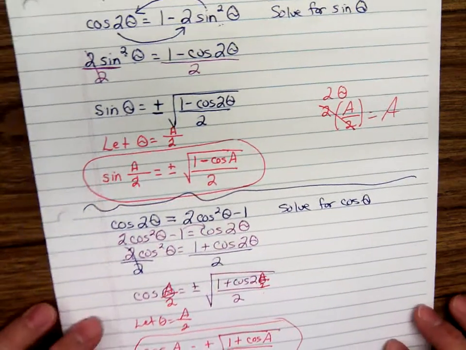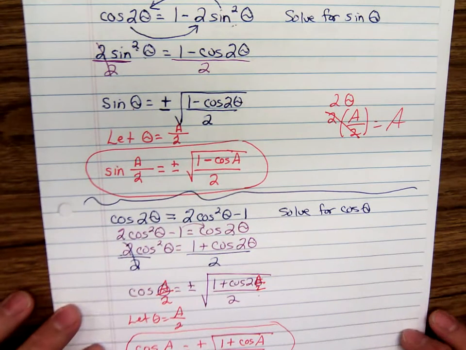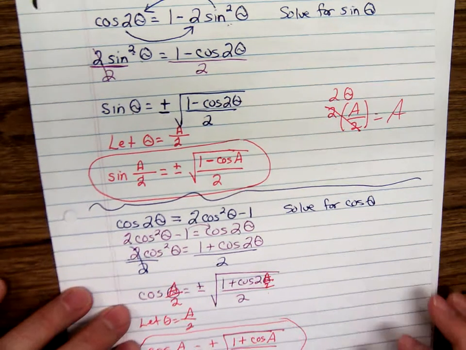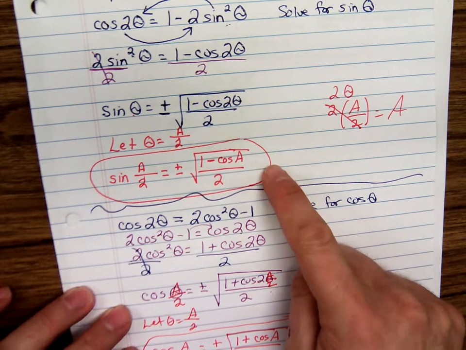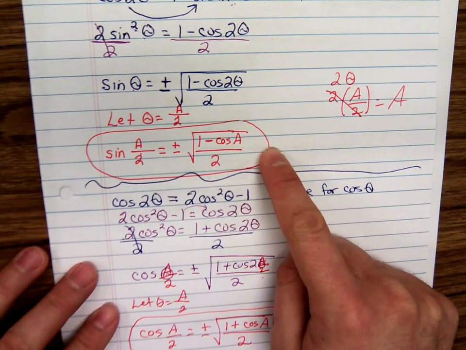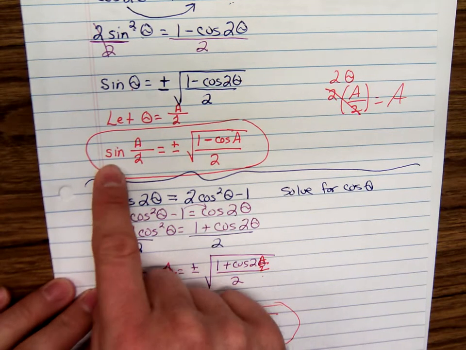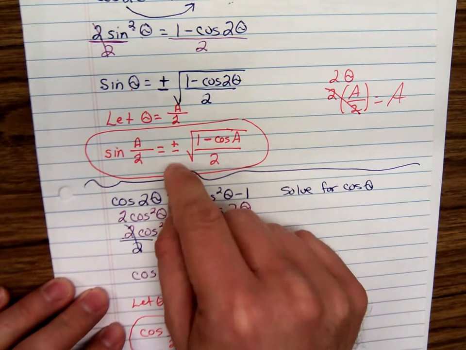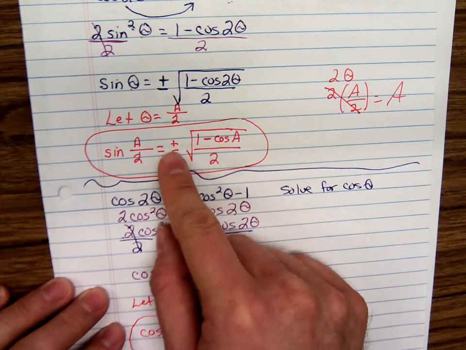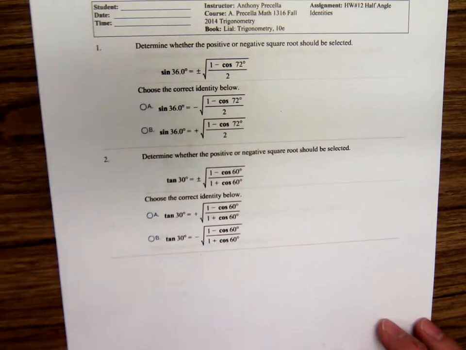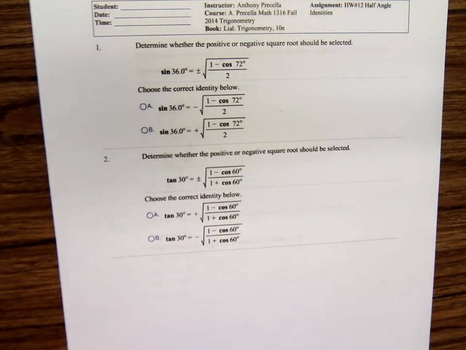So we're working with our double angle identities. Excuse me, half angle identities, not double angle identities. And we're going to discuss first this plus minus. For every sine of A over 2, there should only be one number there. It's either positive or it's negative. It's not both. And here's a couple of problems to help you practice with that.